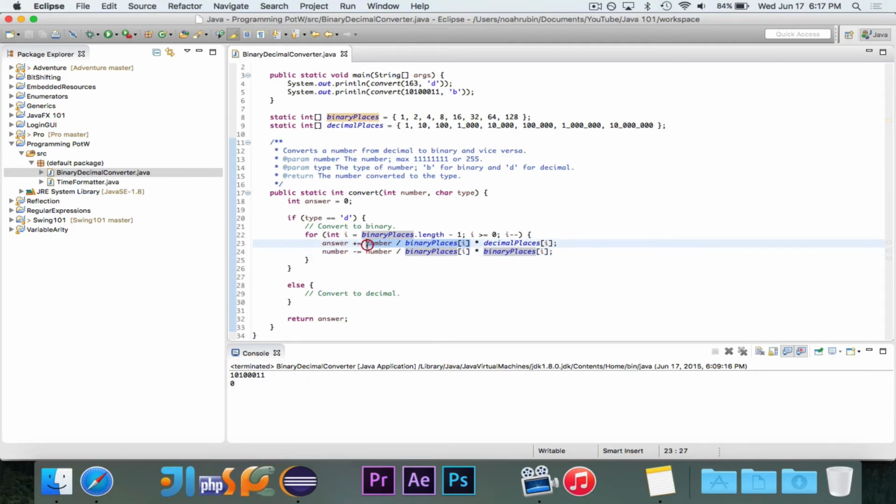And then again, this will either be 0 or 1 because we're doing integer division. So don't get confused by this. You'd think that this is number minus equals number, but it's not.